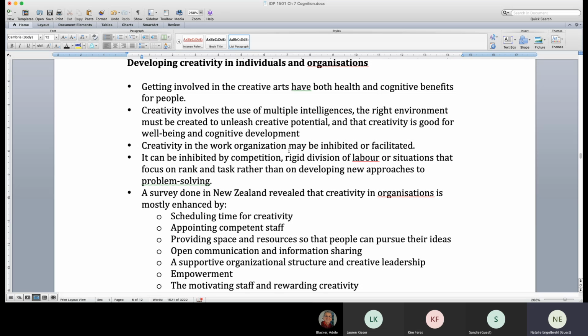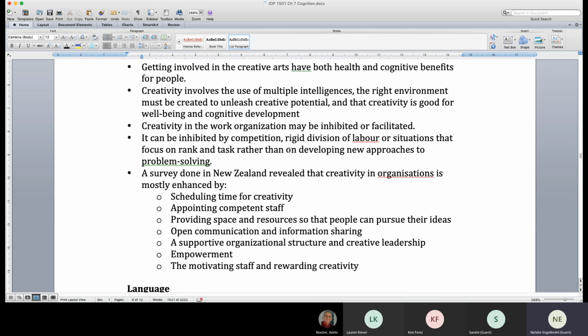A survey done in New Zealand revealed that creativity in organizations is mostly enhanced by scheduling time for creativity, appointing competent staff, providing space and resources so that people can pursue their ideas, open communication and information sharing, a supportive organizational structure and creative leadership, empowerment, motivating staff, and rewarding creativity.